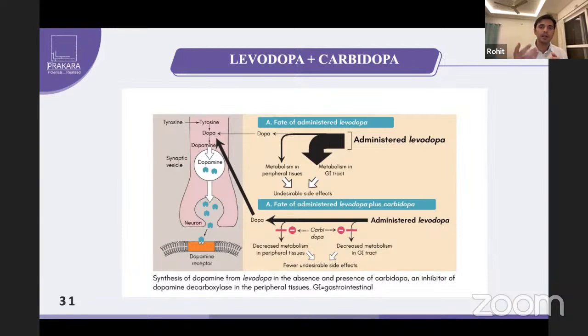As we all know, dopa is a precursor to dopamine. So we give levodopa along with carbidopa. So a lot of levodopa reaches the brain, and in the brain it is converted into dopamine. And this dopamine is available for the dopamine receptors. And when more receptors get activated with a lot of dopamine, we see that the patients with Parkinson disease start seeing improvement in their symptoms.